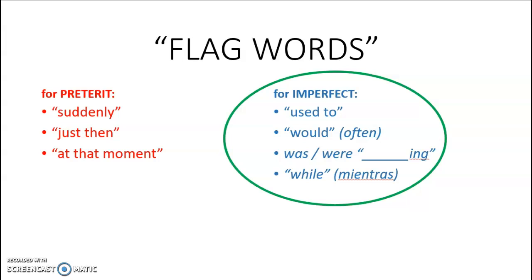Or, for example, you use the word mientras, which means while. It's hard to think of an example of use for the word while that's not going to be followed by something that's happening for a while. And therefore, you're going to need the imperfect tense for some verb following the word while.